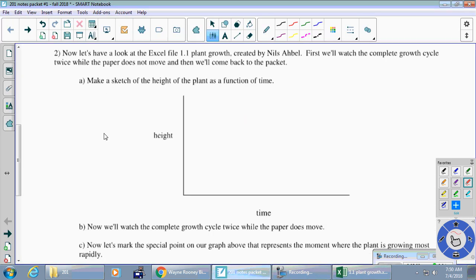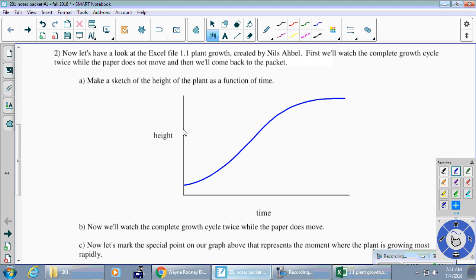And here it says, make a sketch of the height of the plant as a function of time. So again, slow growth in the beginning, fast growth in the middle, and then slow growth at the end. Pause the video and then come back when you've made your rough sketch. Okay, so hopefully you came up with something like this. Slow in the beginning, fast in the middle, and then slow in the end.